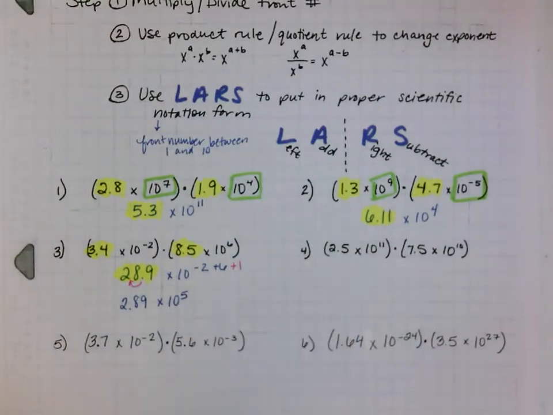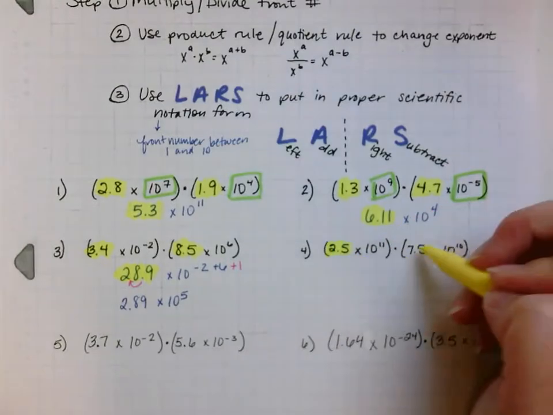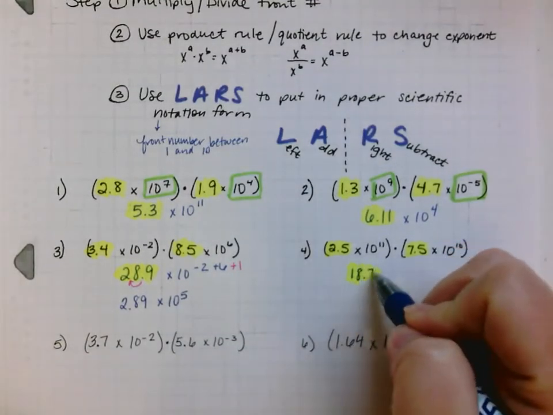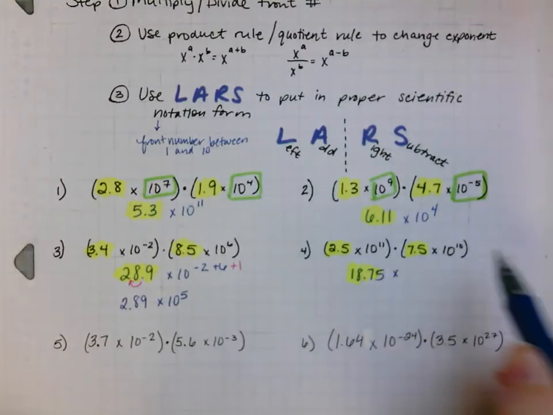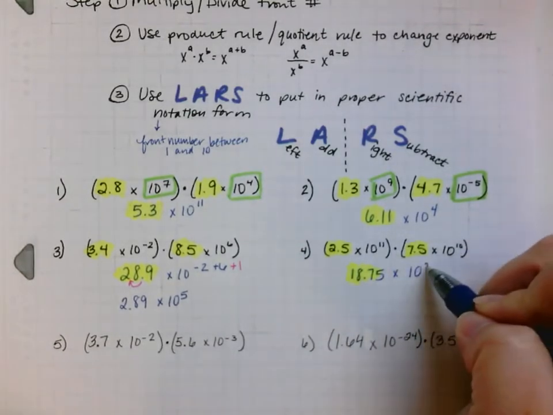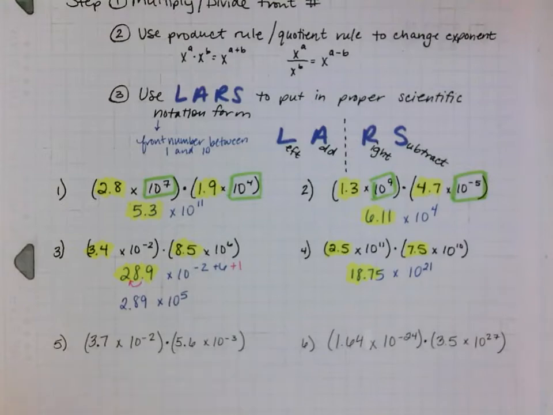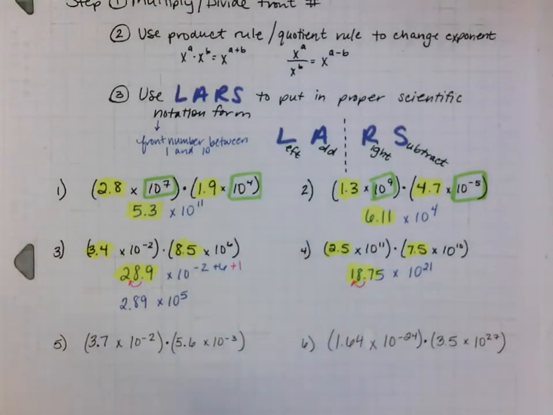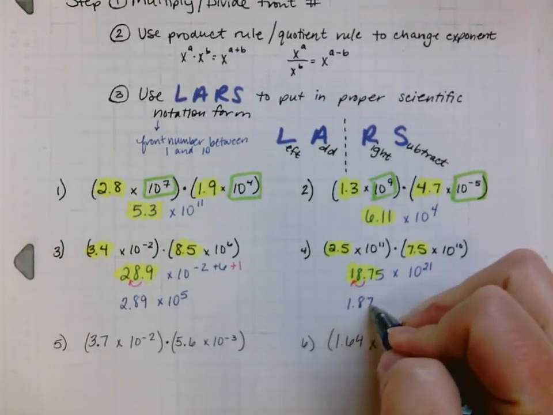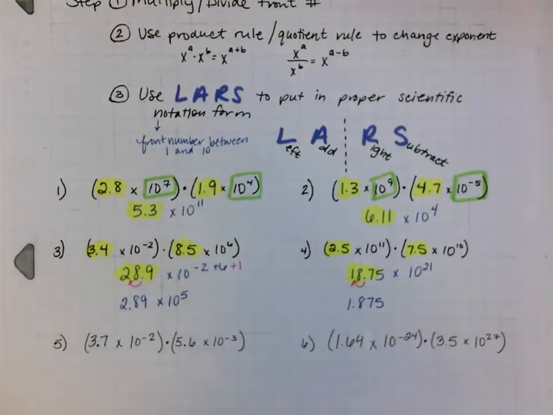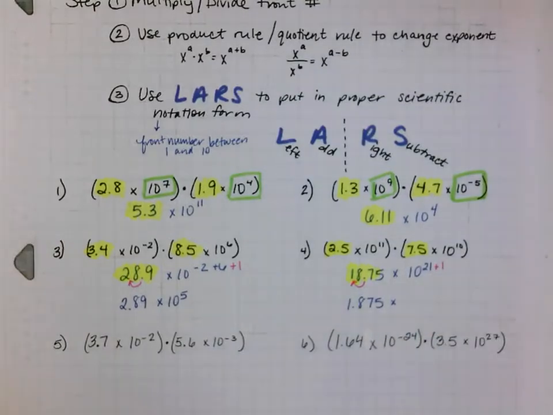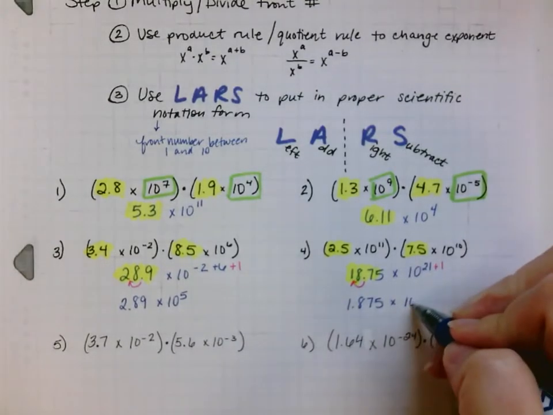In number 4, again, you're working with your front numbers first, so multiply the 2.5 and the 7.5 together, and then that will give you a front number of 18.75. And then when we look at our exponents here, we have an 11 and 10, so that gives me 10 to the 21st. Now, this number is not in proper form yet, so I need to move the decimal once to the left, which will give me 1.875. That number is now in between 1 and 10. And then because I moved my decimal once to the left, that means I have to add 1 to my exponent as well, which will leave me with 10 to the 22nd.